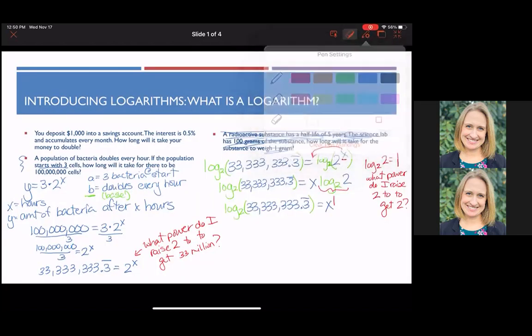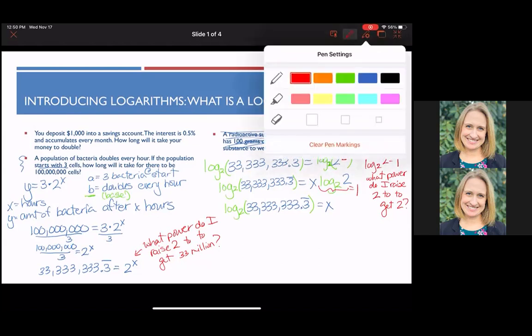Wrong button. So I'll erase that and I'll move this over here. This equals 1. And so now you can type this in the calculator. What you'll notice is that there is not a log base 2 button. So you need to use the change of base formula. And so I can write that out.